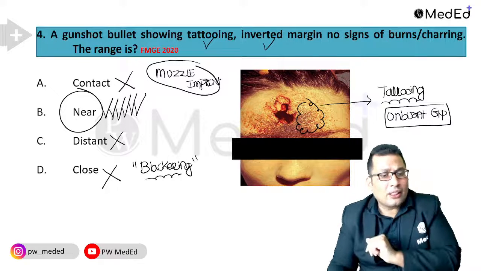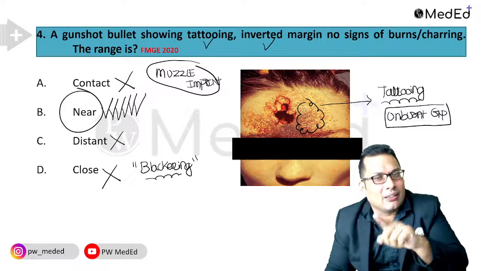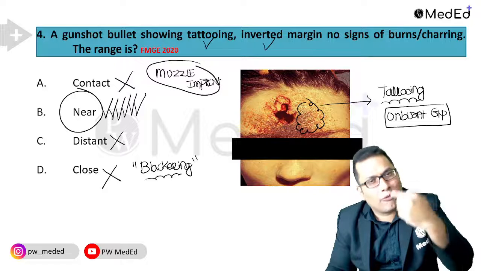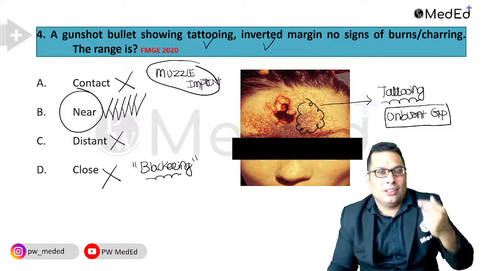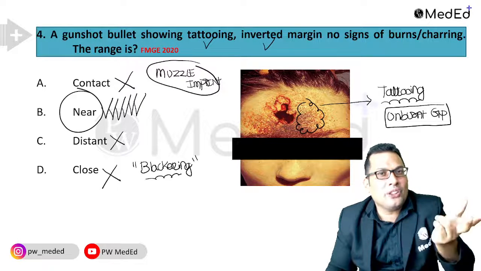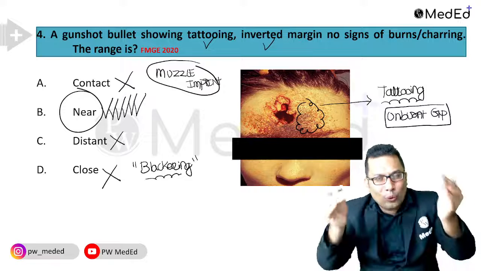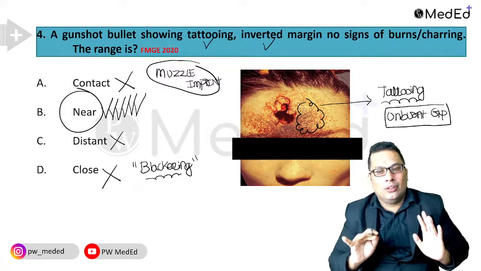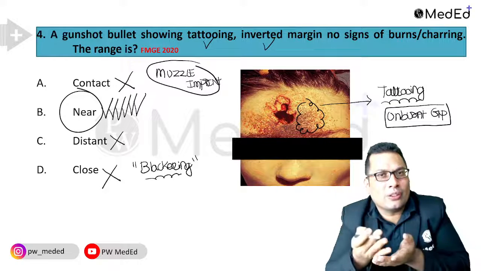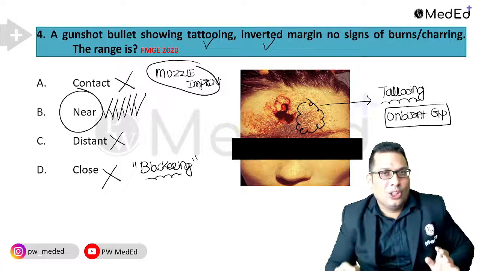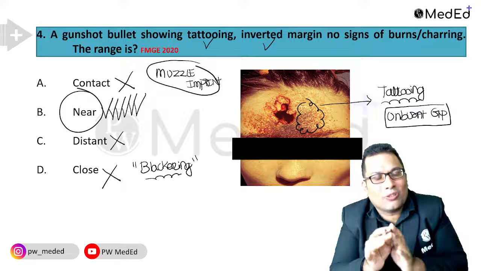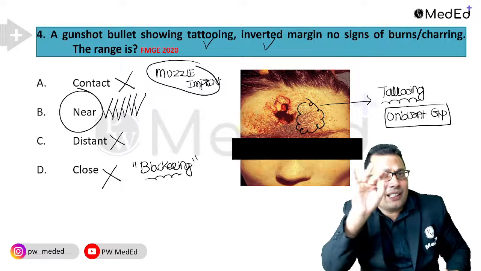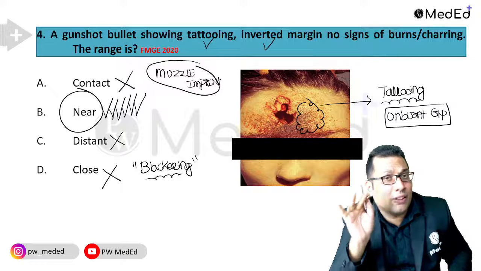MCQ number 1, muzzle imprint is seen in contact shot. Blackening is a feature of close shot. MCQ number 3, tattooing is a feature of near shot. Inverted margin seen in entry wound. Tattooing is because of unburnt gunpowder. Blackening is because of smoke particles. All these are repeatedly asked MCQs in your FMGE exam.